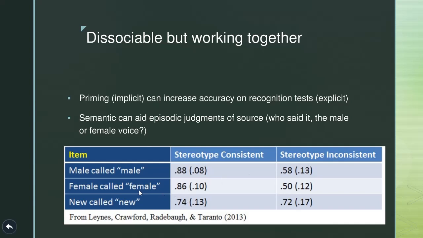If you look at the performance here, this is just their performance on the source test. So male items that were called male, items that were spoken by the female voice that were called female, etc. And you can see that when they were stereotypically consistent, they were much better. Performance was much greater than when they were stereotypically inconsistent. So what was going on here is people were able to use their knowledge of stereotypes for what is masculine and what is feminine to make an educated guess as to who said the actual information. So this is another example of where semantic memory, your knowledge about what's masculine and what's feminine, can actually aid your memory judgments for some sort of episodic information.